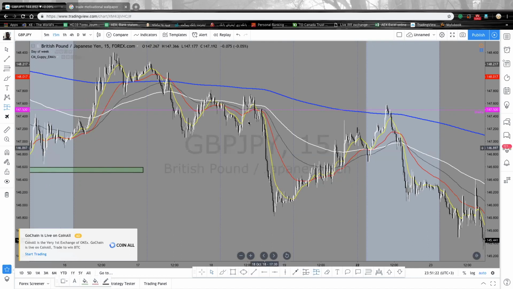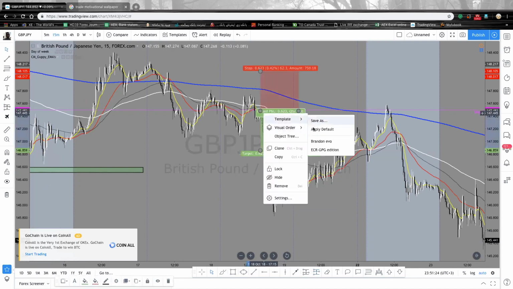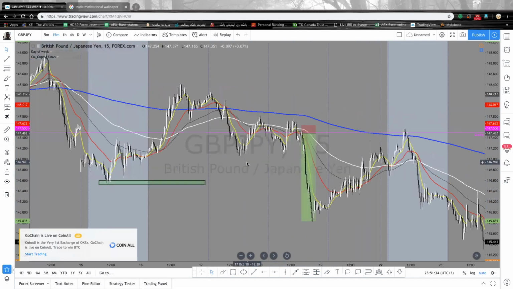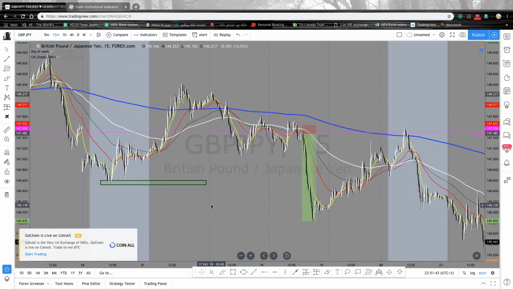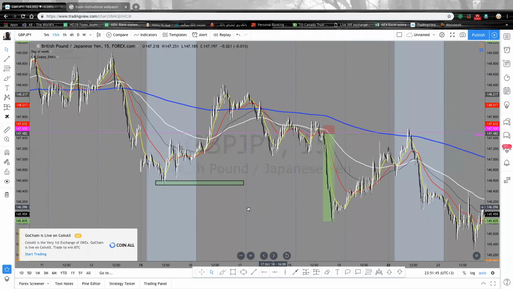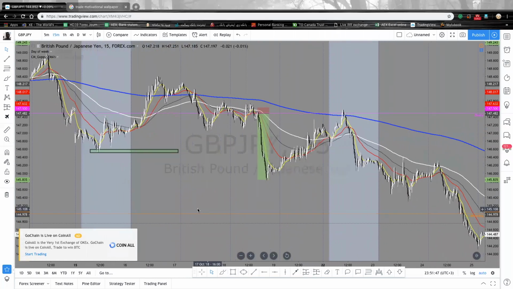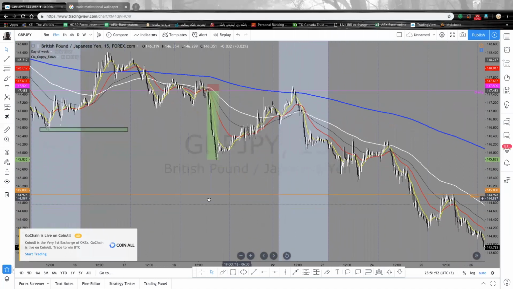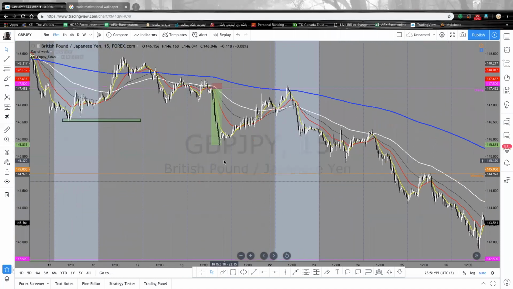A 15 pip stop loss is going to give you 165 pips. So you could have caught this. If you didn't, you could catch this or this. 167. So many people are happy to have it in a week, but you can have it easily in a day. So we still look for the sell.